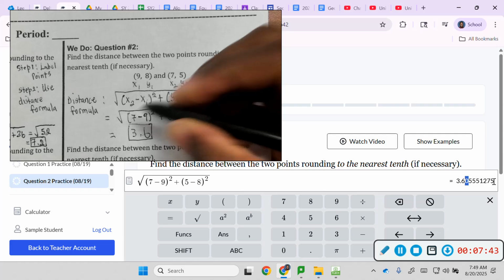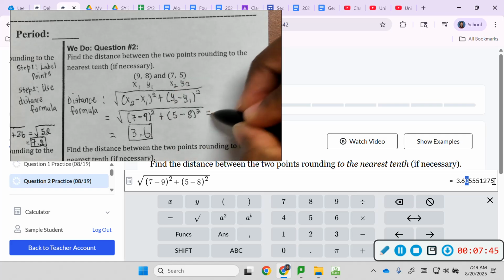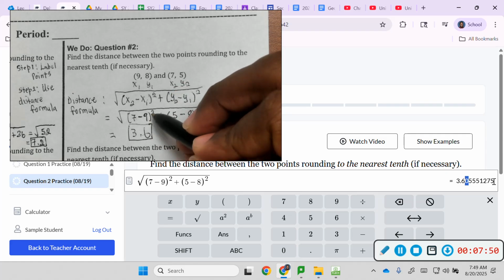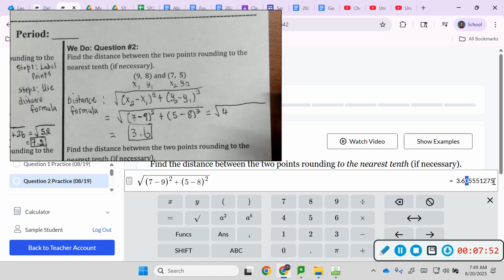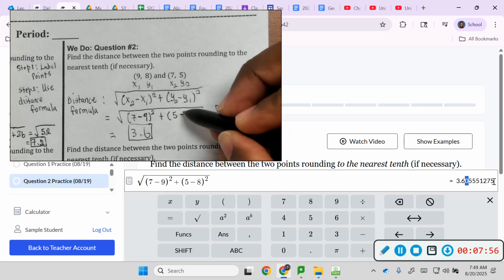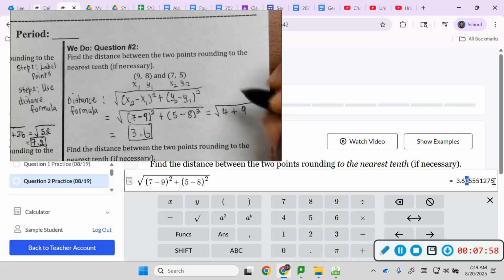So again, I could have calculated that just by hand. So I would have the square root of 7 minus 9 is negative 2. Negative 2 squared is positive 4. Plus 5 minus 8 is negative 3. Negative 3 squared is positive 9. 4 plus 9 would be the square root of 13.